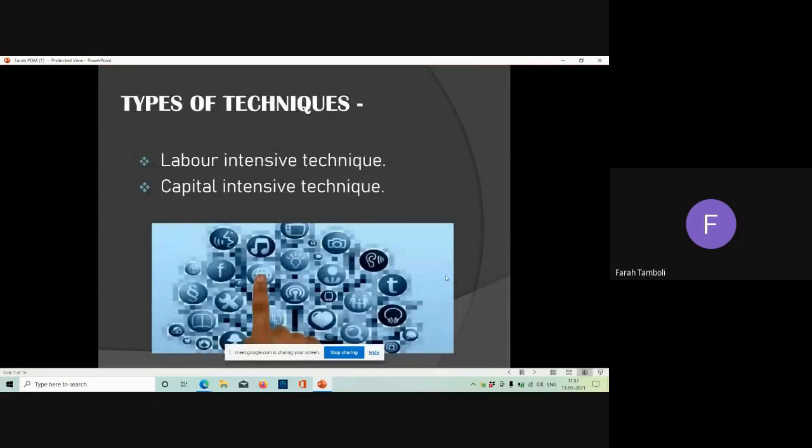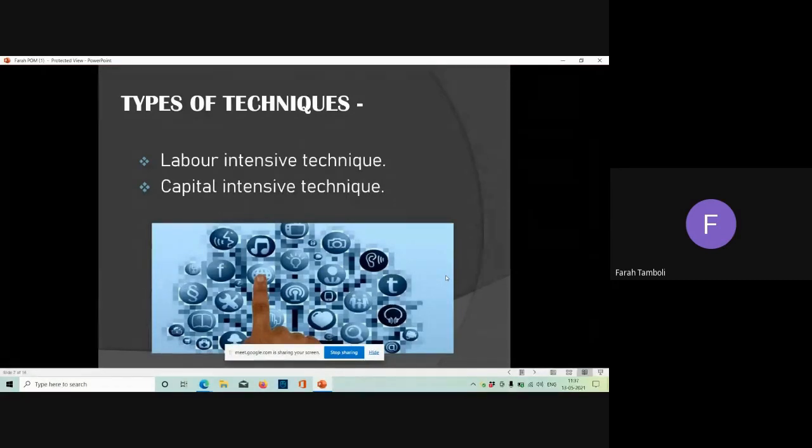Now, the technological processes. When applying technology in order to solve our problems, we don't act on impulse. We proceed in a careful and organized manner, following a specific work method. This work method is called technological processes. So now take the types of techniques.